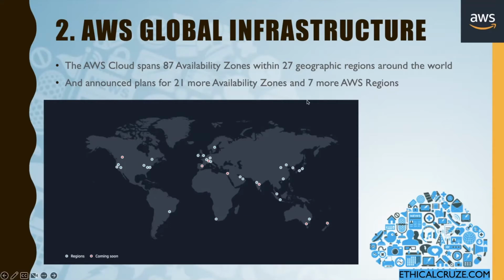It is spread across 87 availability zones, which are in 27 geographic regions, as you can see on the screen in this diagram. These are the regions spread across North America, South America, Africa, Europe, Asia, Australia, and every part of the geography. These green ones represent regions which are already present, and as of now there are 27 geographic regions around the world.